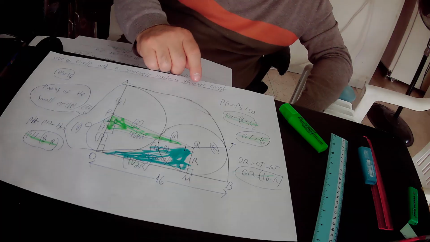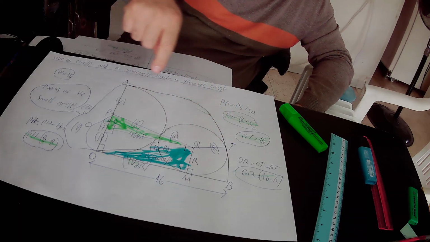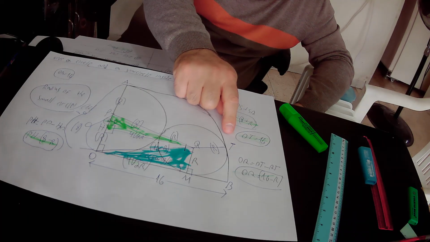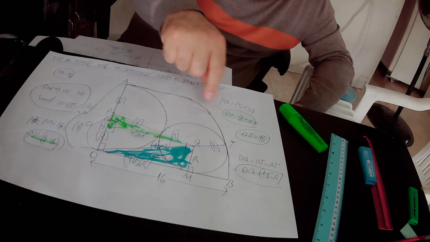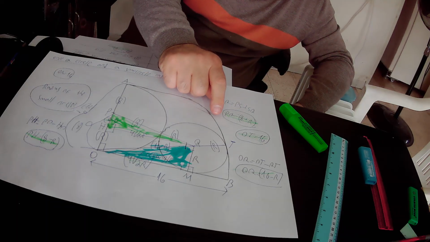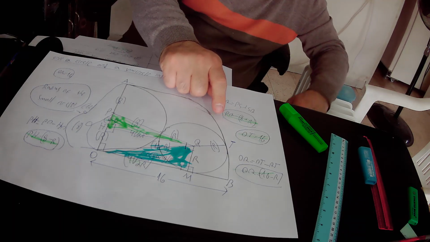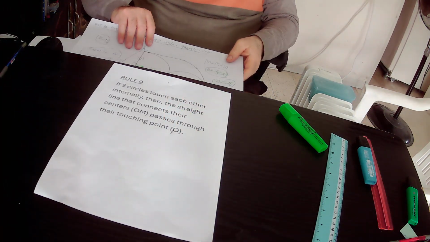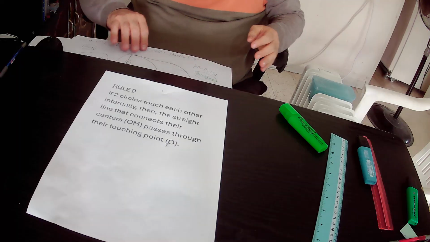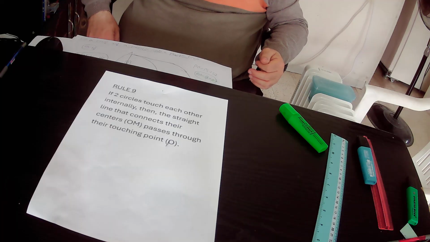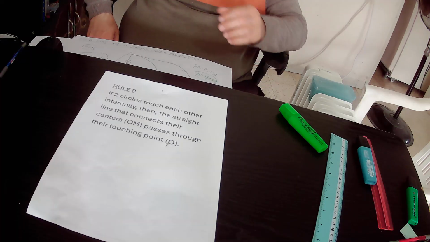So in the drawing we have this small circle that touches the big quarter circle at point T. That is to say, the small circle has an internal touch with the big quarter circle, and whenever you have an internal touch between two circles, you can implement rule 9. According to rule 9, if two circles touch each other internally, then the straight line that connects their centers together passes through their touching point.